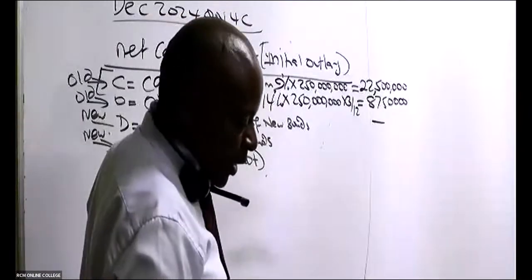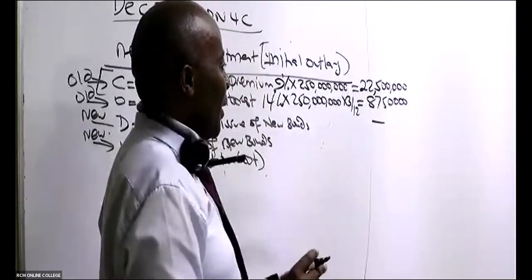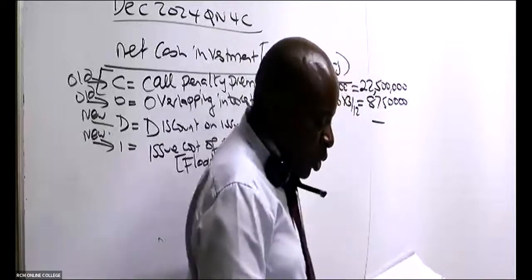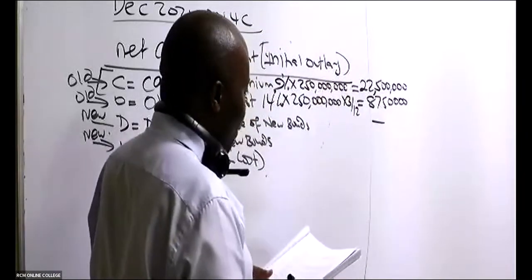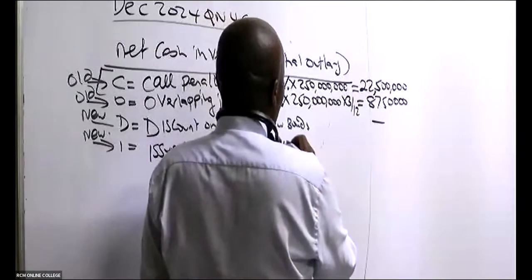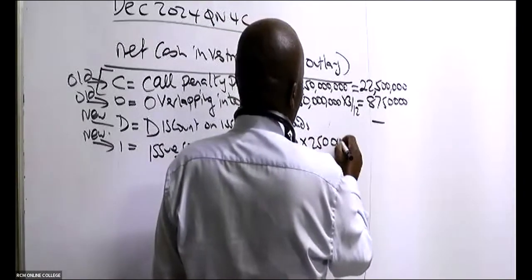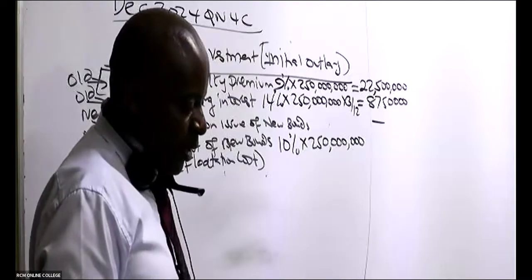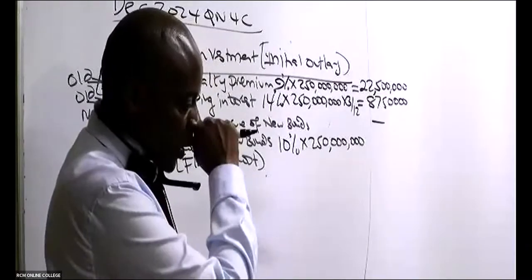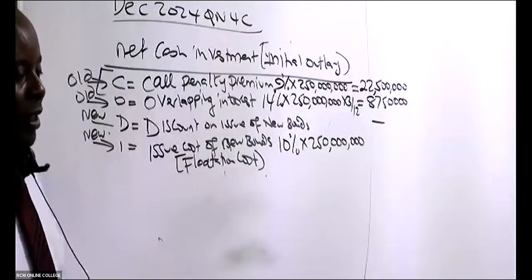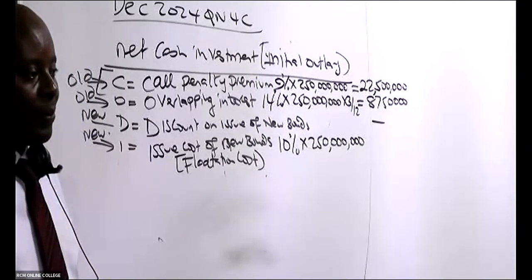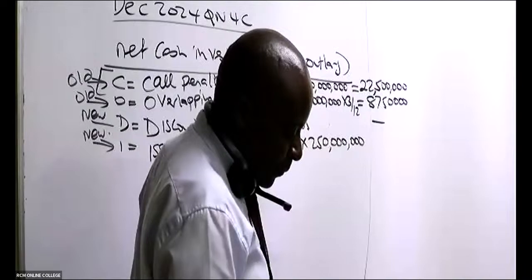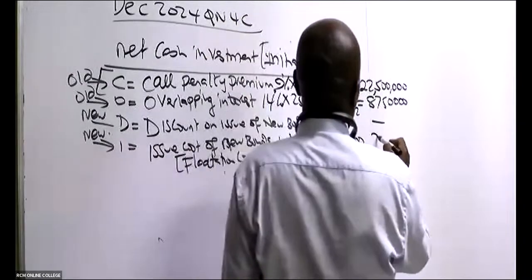But we happen to be having issue cost of the new bond. Is there anybody who is able to see the issue cost of the new bond? So the issue cost of the new bond, we are told, ladies and gentlemen, is 10% of the gross proceeds. So in this case here, we have 10% of the gross proceeds, which are 250 million. 10% of that. So this gives us what here, somebody? 25 million, right? 25 million.